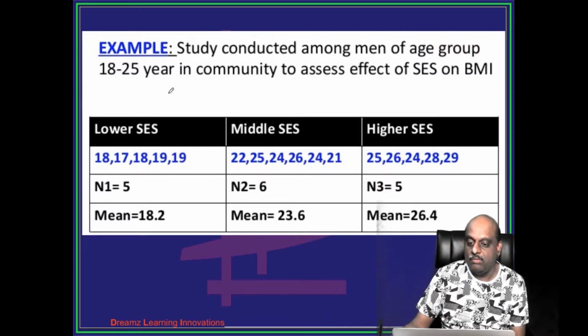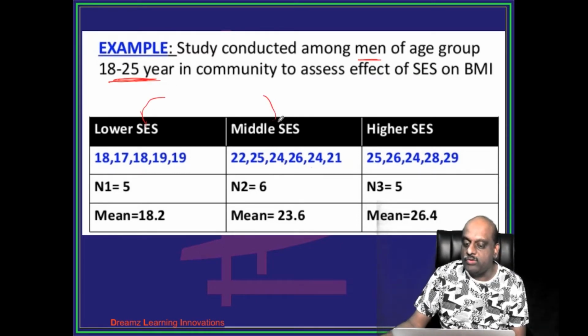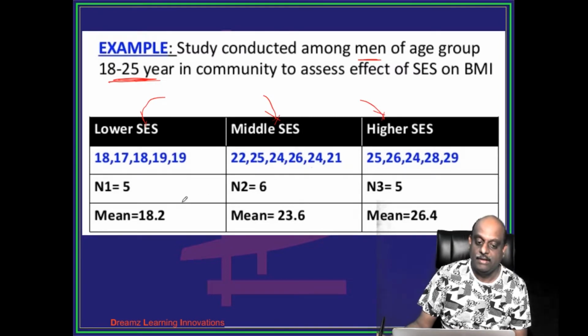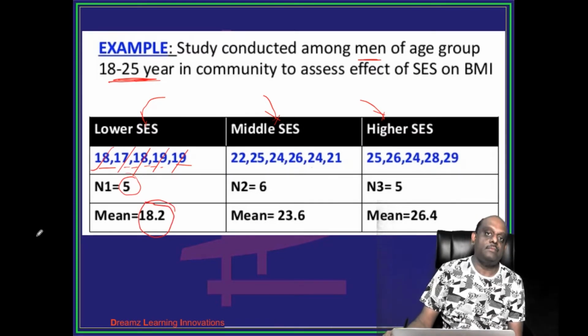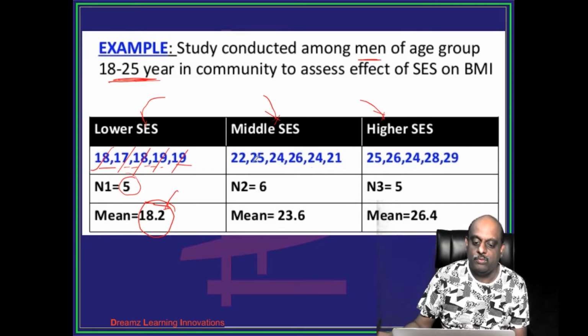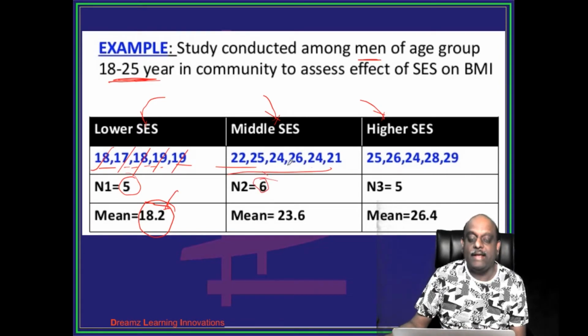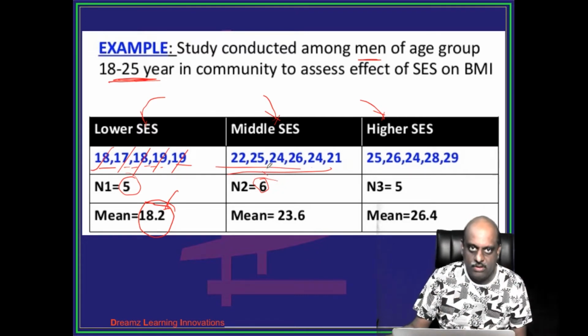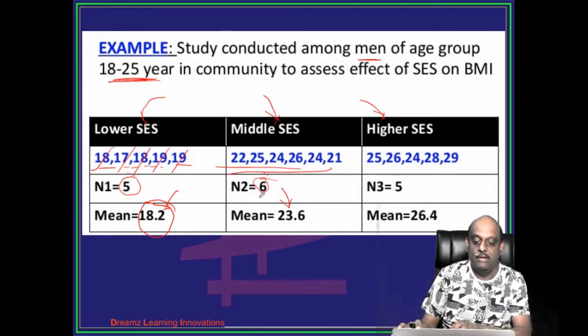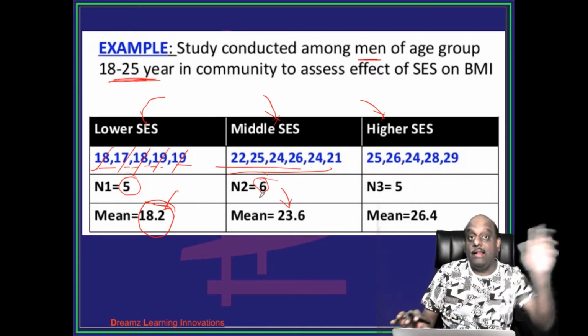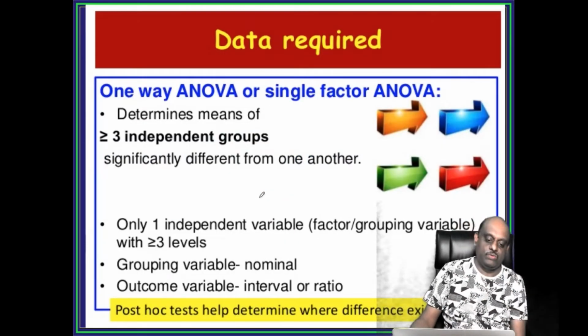One of the good examples: you have studied men of age group 18 to 25 years, of lower, middle and higher socio-economic status. There are about 5 people, aged 18, 17, 18, 19, 19, and their mean body mass index turned out to be 18.2. Then there are 6 people belonging to middle socio-economic status. Their mean came here. So if you need to compare these 3 means, then the ANOVA test is the one which is being used.